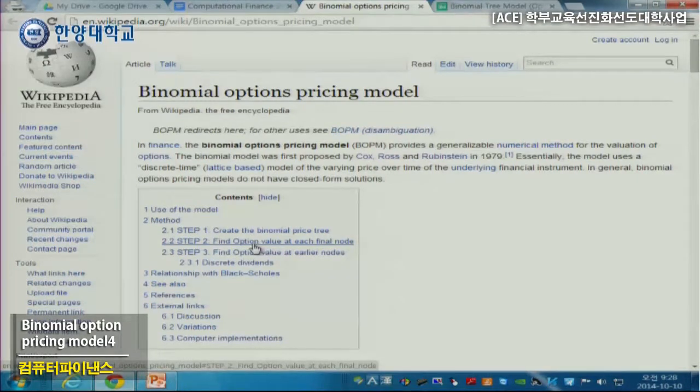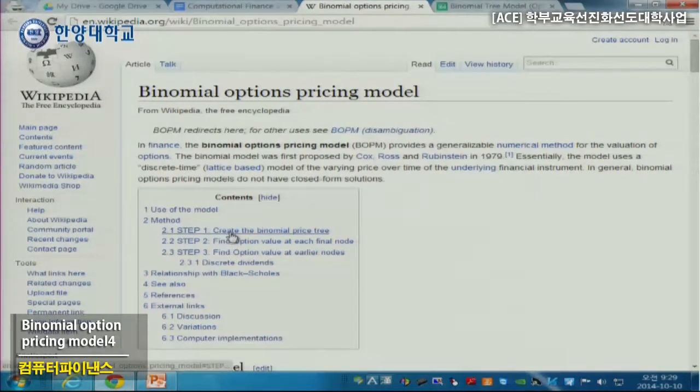And then step 2, find the option value at each final node. So basically we have two binomial trees. One binomial tree for the underlying asset, another binomial tree for the option price. When we generate the binomial price tree for the underlying asset, we start from the beginning. When we calculate option price, we start from the end. So step 2 is find the option price at the final node. And then step 3 is find the option price at earlier nodes until we have the time 0 value.